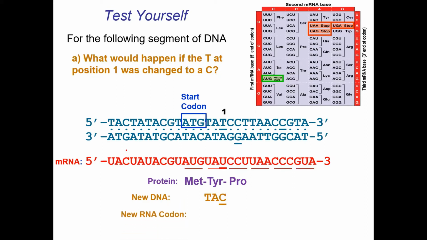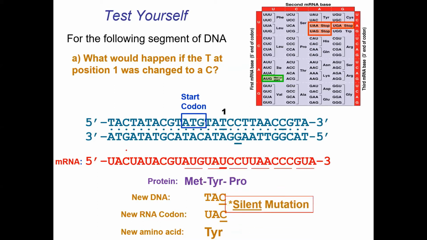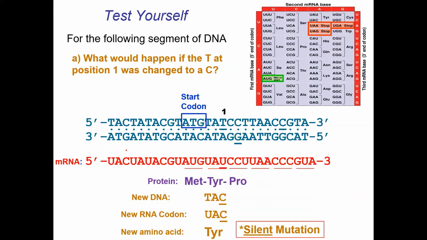Of course, the new RNA is going to be changed to a UAC. And then I can look that up on my genetic code. So UAC codes for tyrosine. So I'm going from a tyrosine to a tyrosine, and this would of course be a silent mutation. So this would be worth 1 mark. You get 1/2 mark for showing me you get a tyrosine, and 1/2 mark for telling me what type of mutation that is. And as a name, it's a silent mutation.